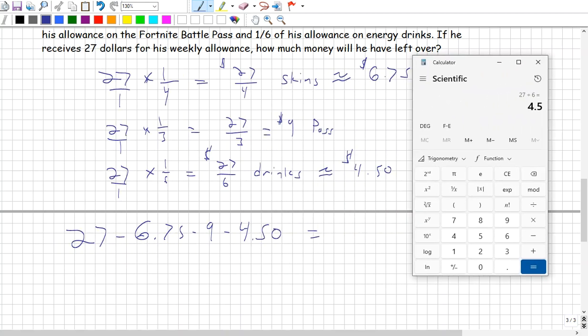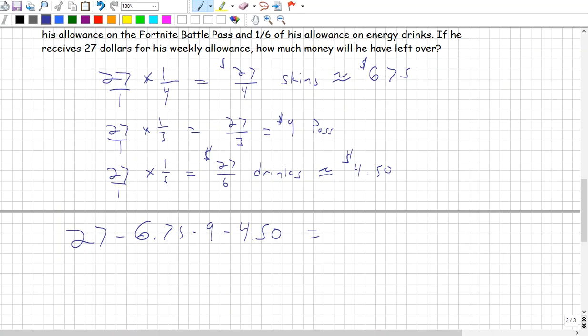So, start with 27. I subtract off $6.75. I subtract off another 9 and $4.50, which leaves me with $6.75 left.